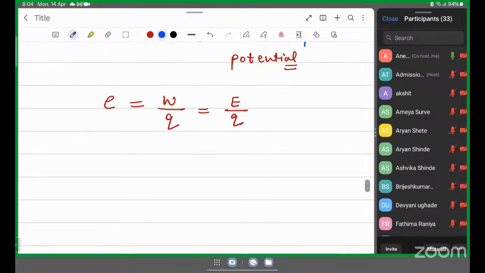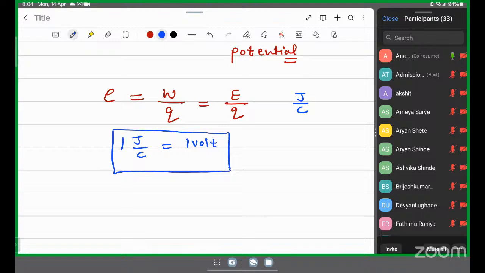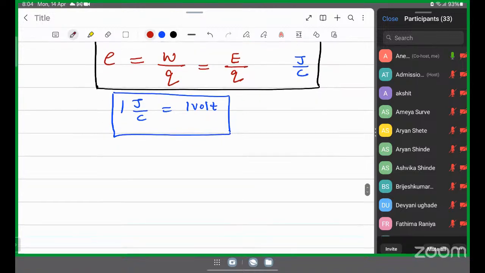The unit for electromotive force E, or EMF, will be joule per coulomb, because energy will be in joules and charge is in coulombs. And joule per coulomb is also known as volt. So the SI unit of EMF is the same as the SI unit of potential and potential difference. Dimensions will also be the same.